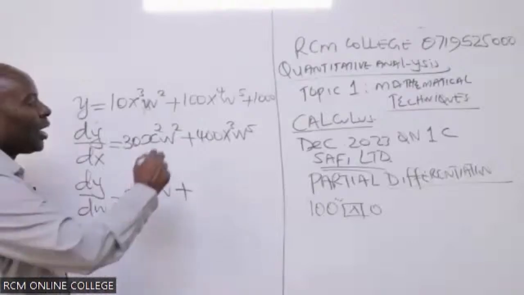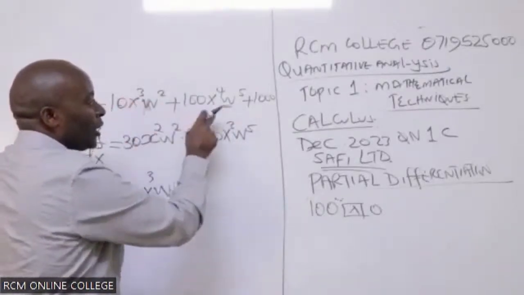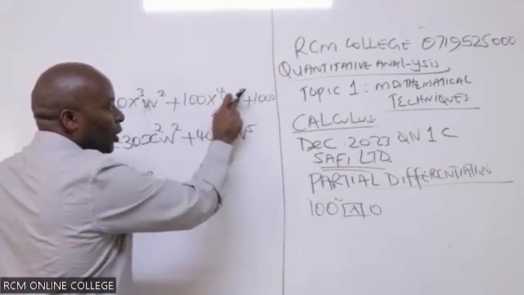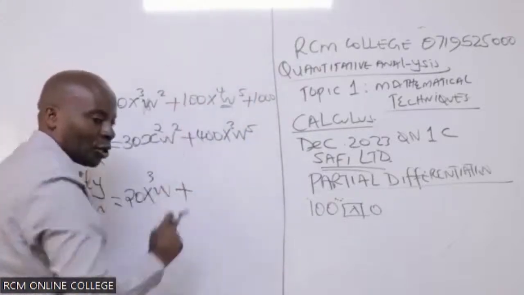So you see here, we are chasing W's. We are differentiating with respect to W. The W has got 5 on top. So it is this 5 that will always come to the very frontier. It multiplies this, so it gives us 500.